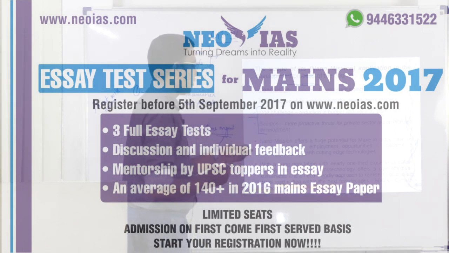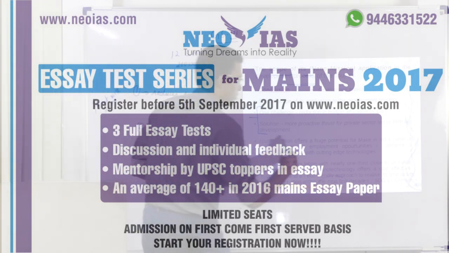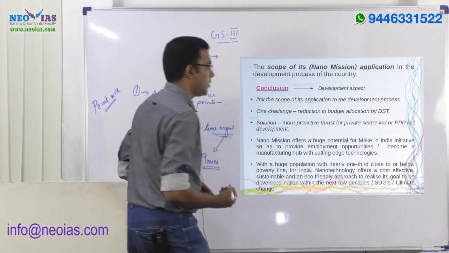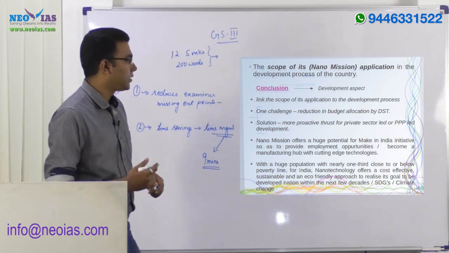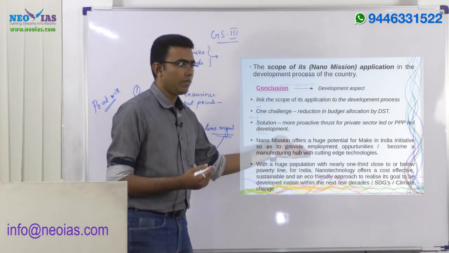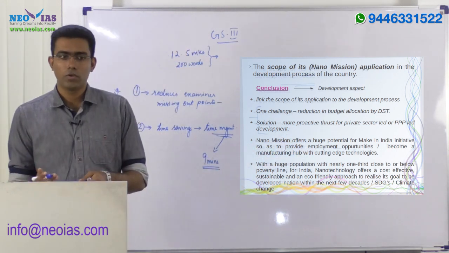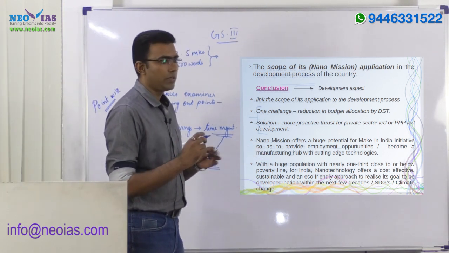And then you can conclude by saying that nano mission offers a huge potential for the Make in India initiative, so as to provide employment opportunities, or you can say that it can help India become a manufacturing hub with cutting edge technologies. So you can choose any one of them. Of course, there are other points also, you can bring them in. This is a sample. The final sentence should be in such a manner that it should end in a positive manner.